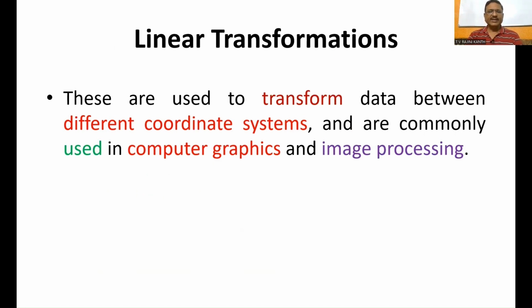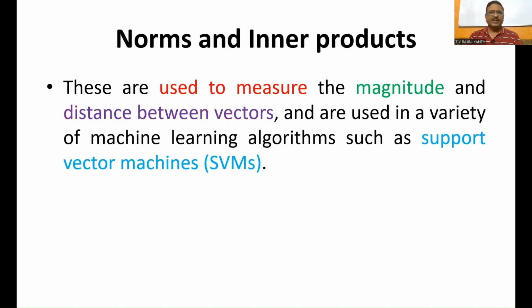Another topic we are going to discuss is linear transformations. Transformation means we are changing one form to another form, the data between different coordinate systems, and it is commonly used in computer graphics and image processing. So we can move from 3D to 2D in computer graphics, which heavily uses linear algebra, as well as in image processing.